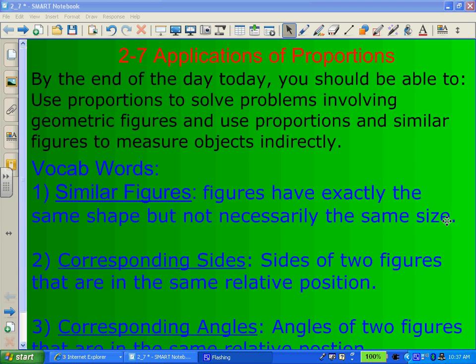Okay, as I was saying, 2-7, applications of proportions. I really like this section. You get to draw pictures, it's a lot of fun.